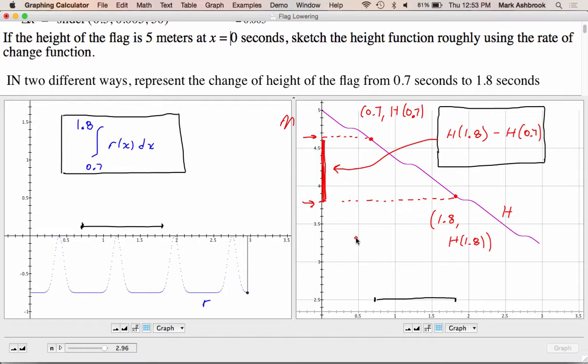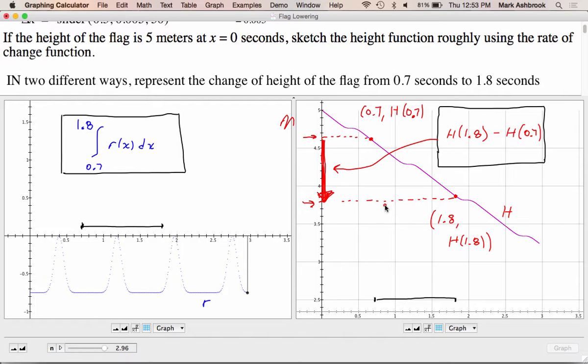Okay, that doesn't work on the rate graph. Why? Because on our y-axis we have rates. But here on the height graph, we can use that as a measuring stick of height. So that red bar that I highlighted there would be the change in height from 0.7 seconds to 1.8 seconds. And what can we say about that change, just generally? The change is decreasing. The height decreases, therefore the change is negative. So that value would be negative.